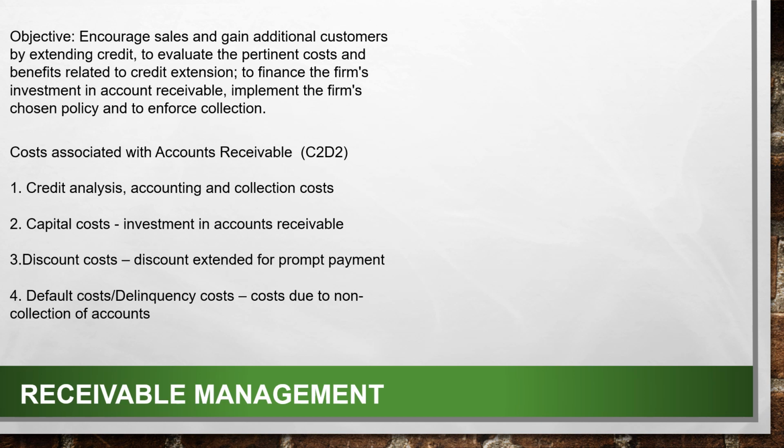Third, we have the discount cost. Because we are the seller, we are extending discounts for prompt payment to motivate our customers to pay earlier so that we can have the cash conversion also earlier. And we have the last, the default cost or the delinquency cost. So these are the costs due to non-collection of accounts. So these are our bad debt costs.